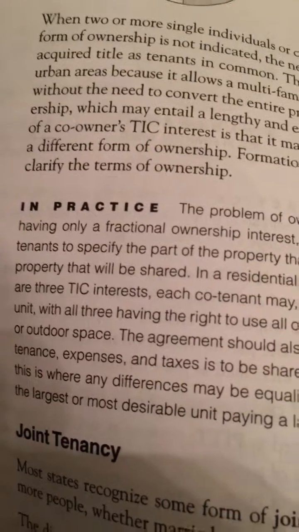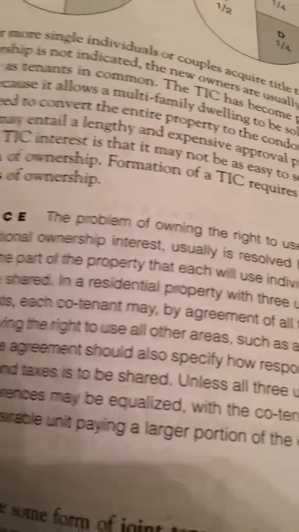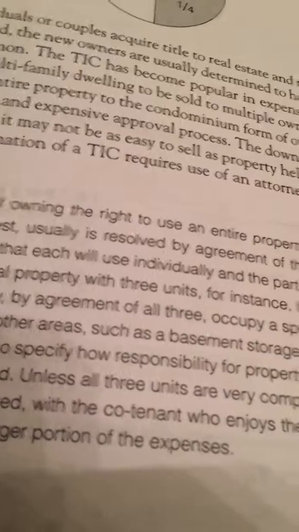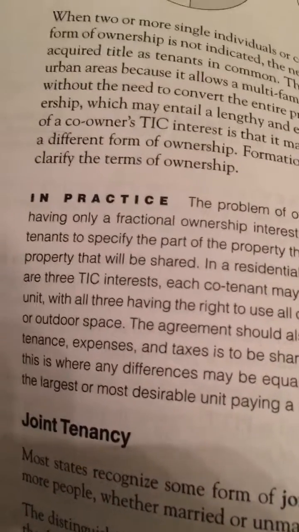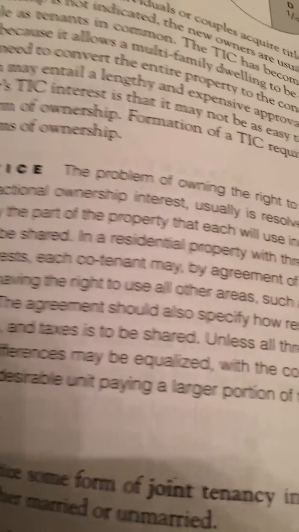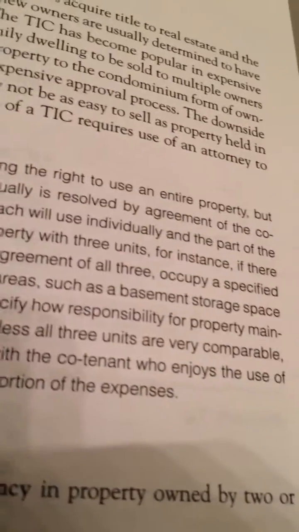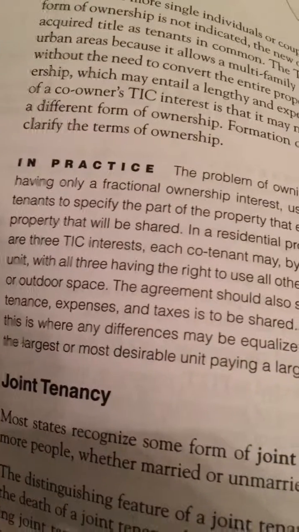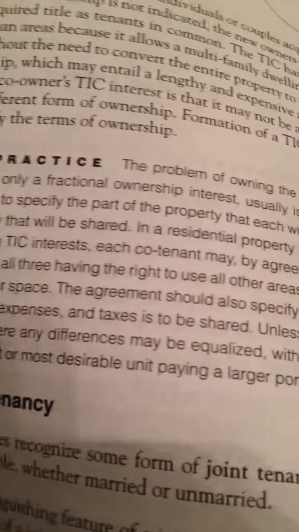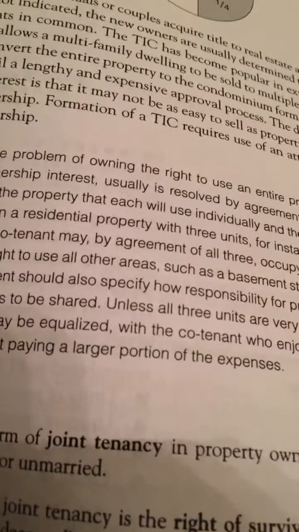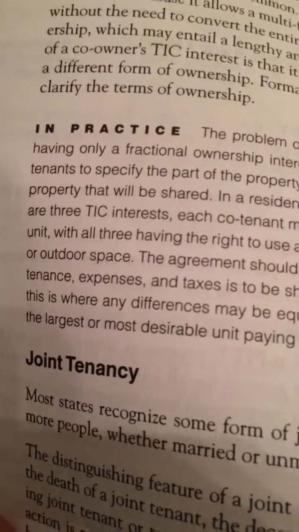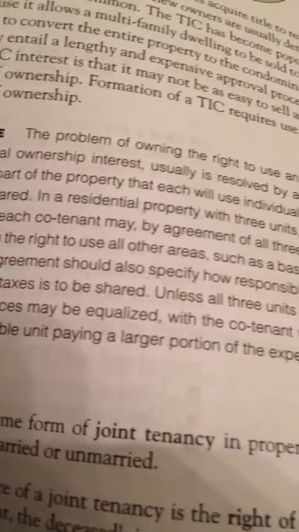or an outdoor space. The agreement should also specify how responsibility for property maintenance, expenses, and taxes is to be shared. Unless all 3 units are very comparable, this is where any differences may be equalized, with the co-tenant who enjoys the use of the largest or most desirable unit paying a larger portion of the expenses.